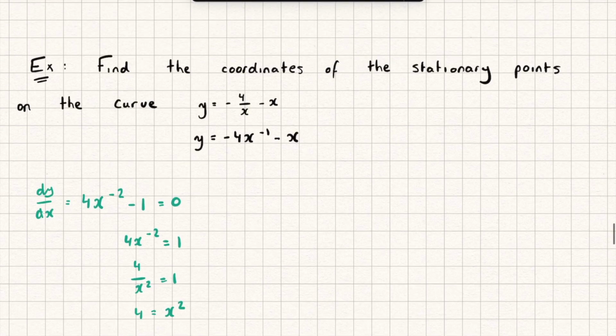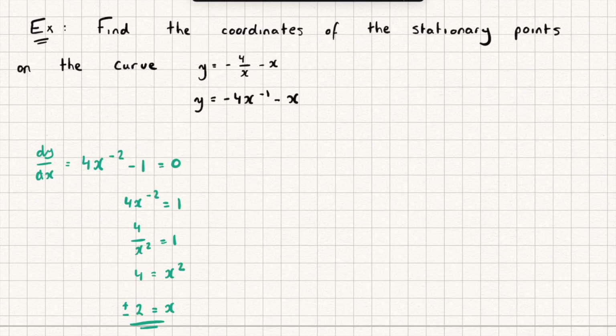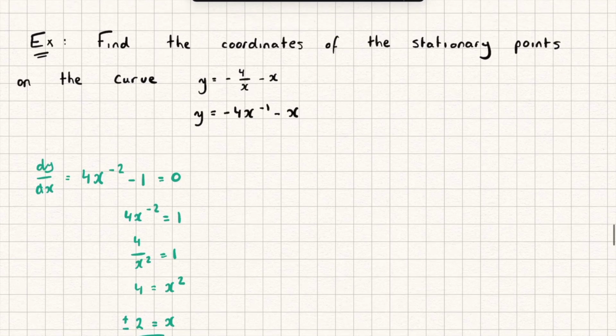Again, we want the coordinates, not just the x coordinate. So what I'm going to do now is take x is 2 and x is negative 2 and substitute it back into the original equation. When x is equal to 2, y is equal to negative 4 over 2, minus 2, and that gives us, well, 4 over 2 is 2, so minus 2 take away 2 is minus 4. So one of our stationary points has the coordinates 2, negative 4.